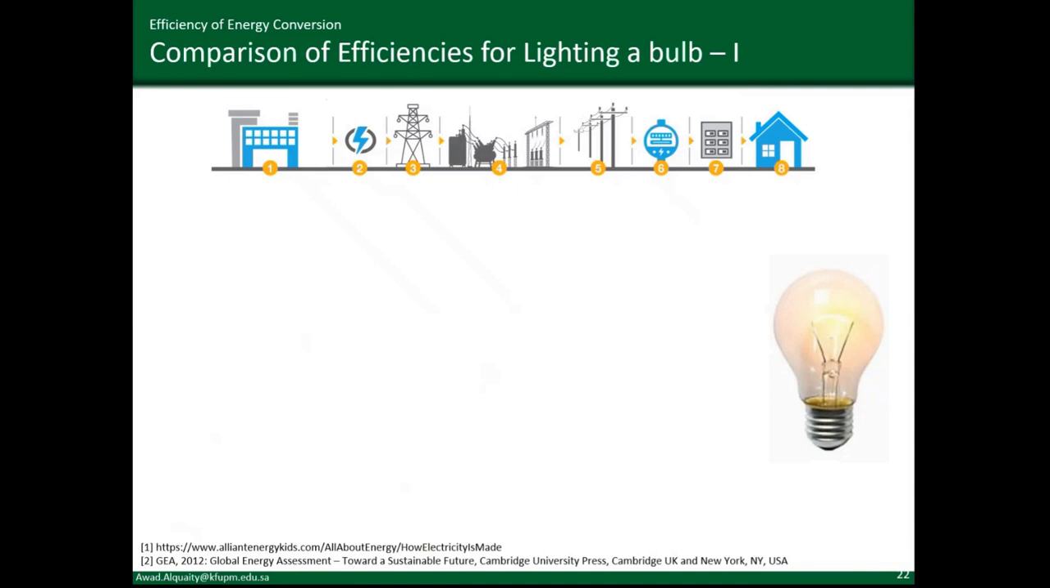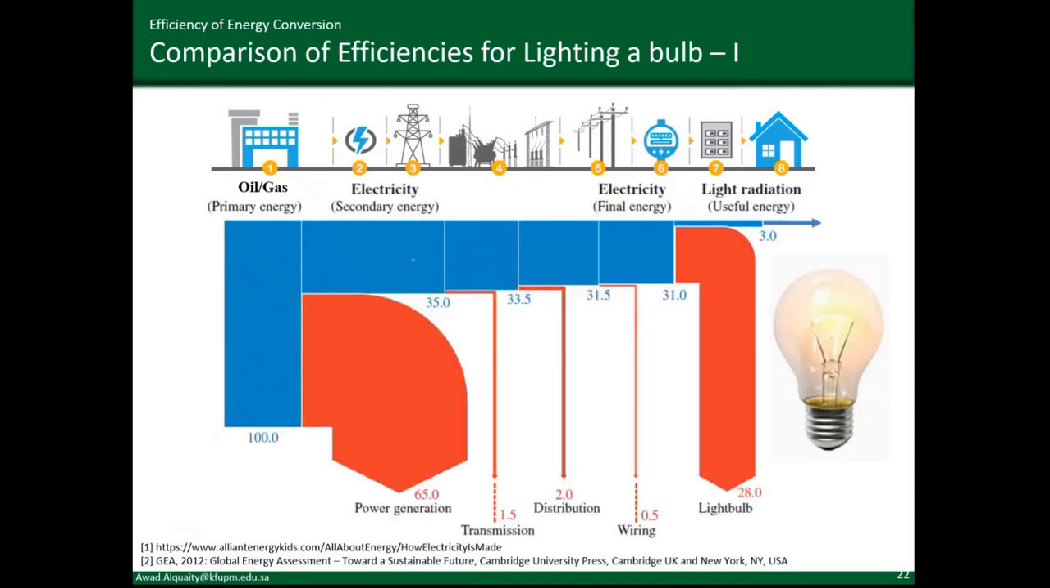But for doing this, we need electrical energy, right? In Saudi Arabia, we produce electricity mainly through oil and gas, and that's our primary energy. Let's say you start with 100 joules of primary energy, or 100 units of primary energy.